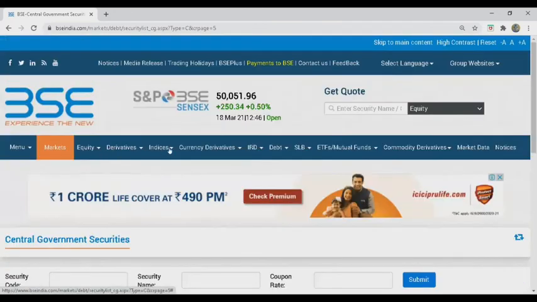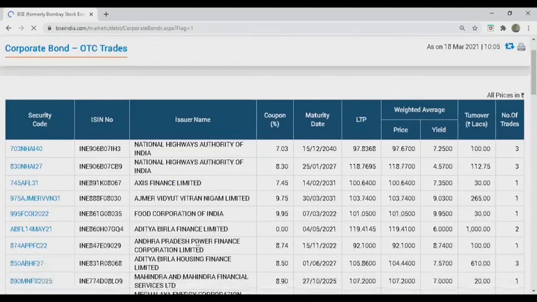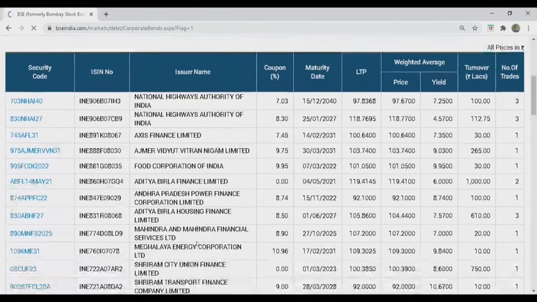Anyway, these are one type of the instruments, and then there are those corporate ones, as you saw just now. There are corporate bonds too, issued by corporates. These are the different corporates. National Highways Authority of India is giving a coupon rate of 7%. Maturity is in 2040, and so on. And this is getting traded here. You see this LTP? LTP means the last traded price. So this is getting traded right now.